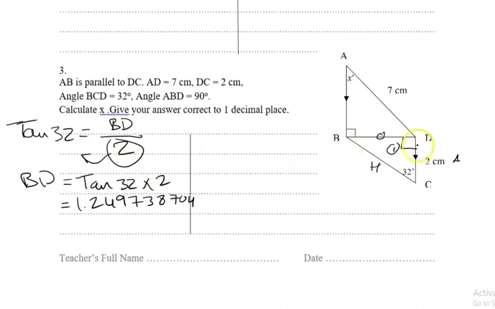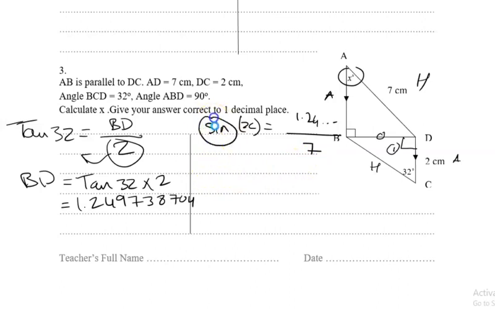So now that we have the length of BD, we need to figure out what we need to do here. So we want to work out the missing angle here. We want to work out the value of x. So if this is the angle we're using, this is our opposite, this is our hypotenuse, and this is our adjacent. So we have our opposite and hypotenuse. So we're going to use sine theta, so in this case x, equals opposite, which is 1.24, and so on, divided by the hypotenuse, which is 7.